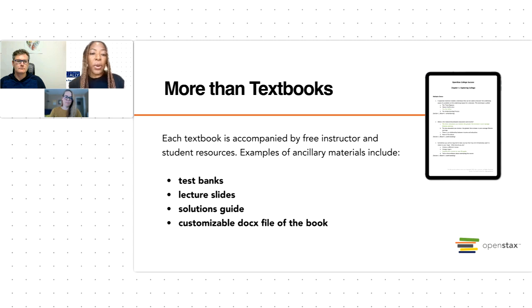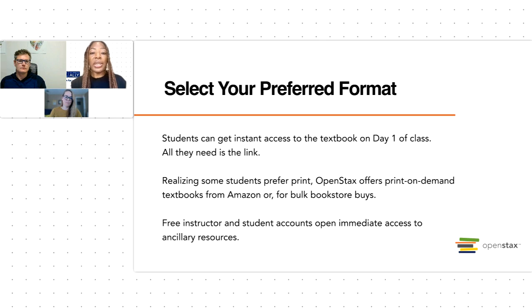Here at OpenStax, we offer much more than just textbooks. Each of our books comes with its own unique suite of free instructor and student resources. These can include test banks, lecture slides, solution guides, LMS course cartridges, and customizable doc files for each book. Accessibility is one of OpenStax's top priorities. To make our books as widely available as possible, we offer our textbooks for free on our website in an interactive web view format. You can also download free PDF copies of our textbooks on our website. This option is particularly helpful for students who lack reliable internet access.